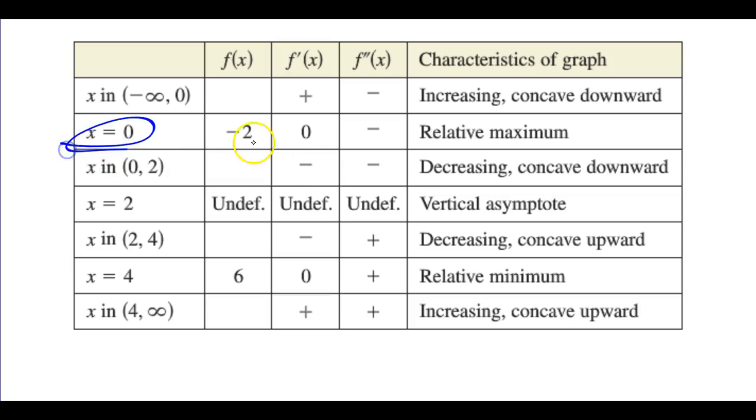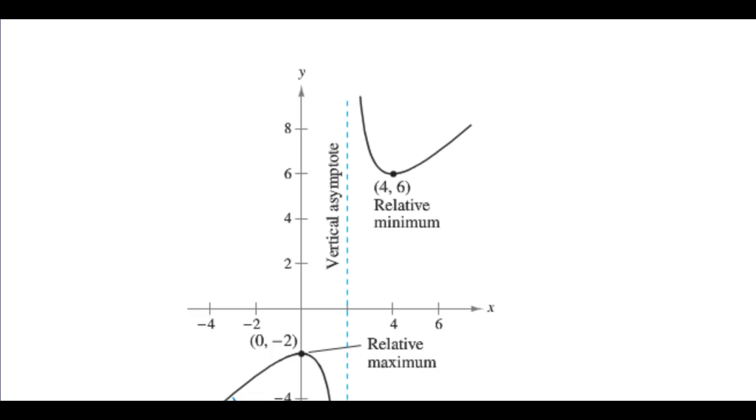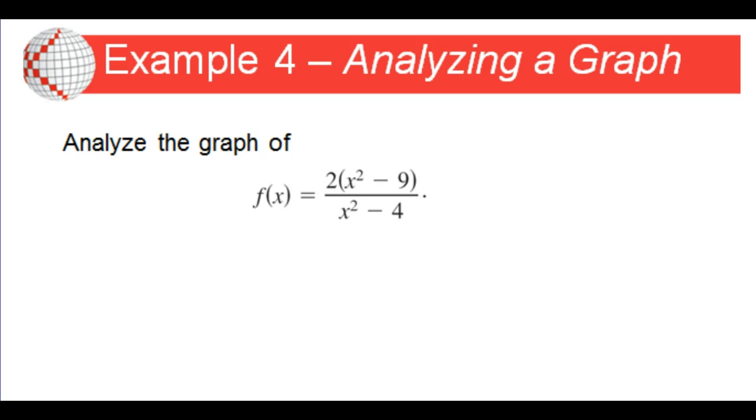And remember, this point 0, negative 2 will correspond to a maximum, and we've got a vertical asymptote here. That's why there's no point of inflection. And this 4, 6 corresponds to a minimum. And then you could graph the function. You can see there's an oblique asymptote there if you do some long division as well.